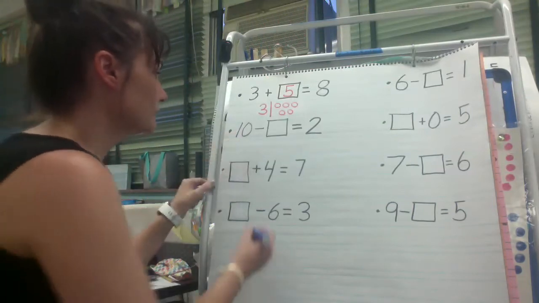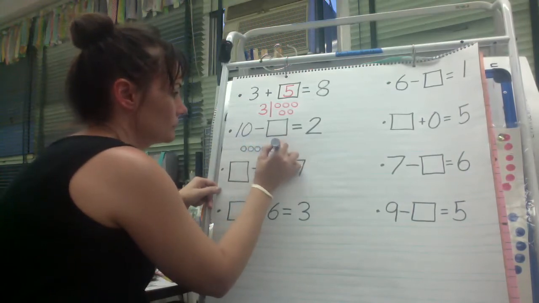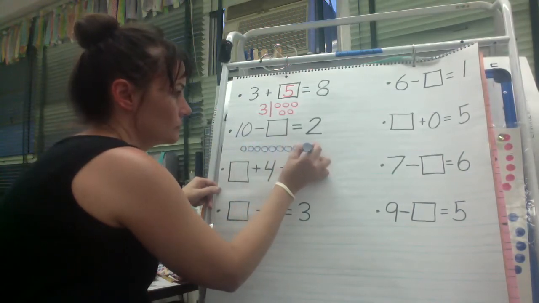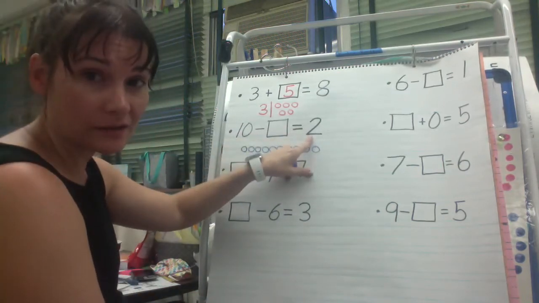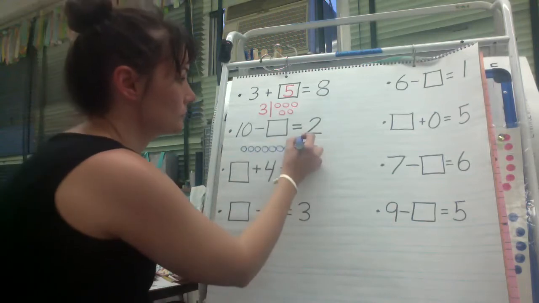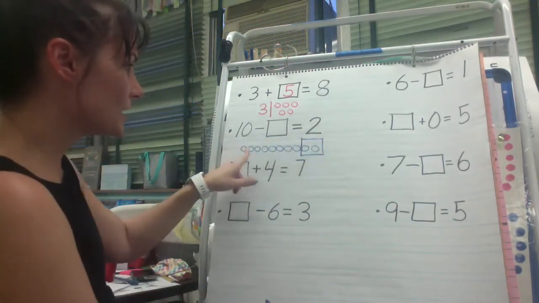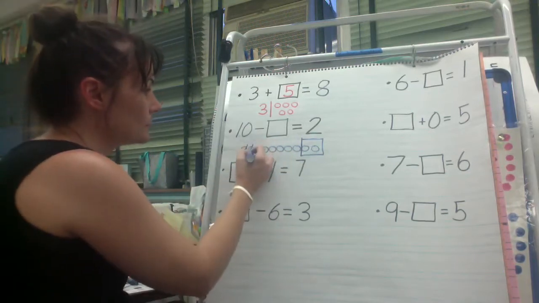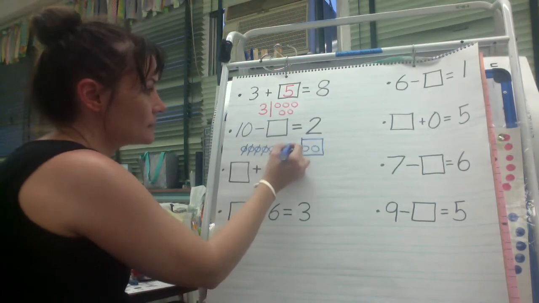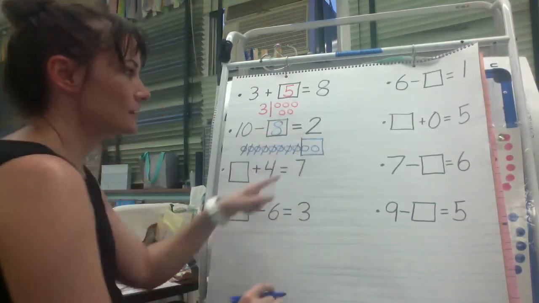I had 10. And I know I'm going to end up with how many? 2. So how many do I have to minus? 1, 2, 3, 4, 5, 6, 7, 8. 10 minus 8 equals 2.